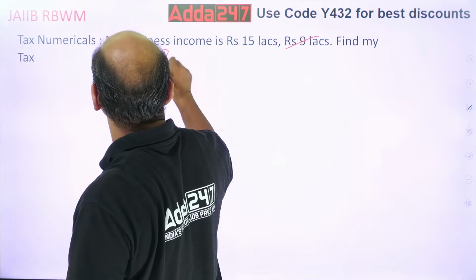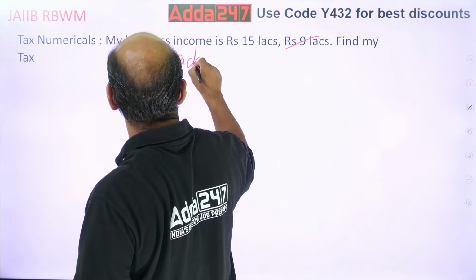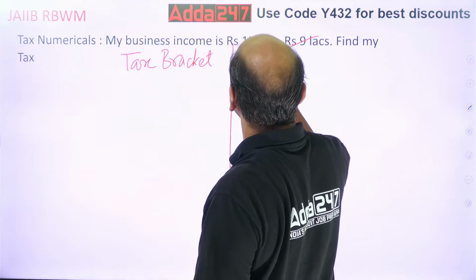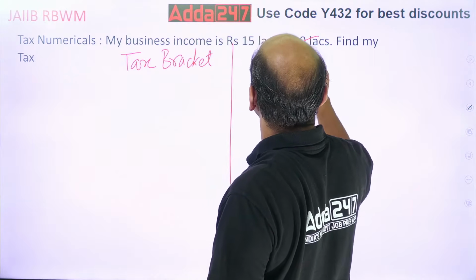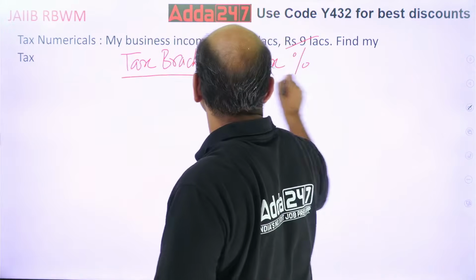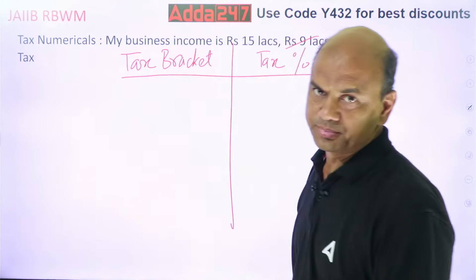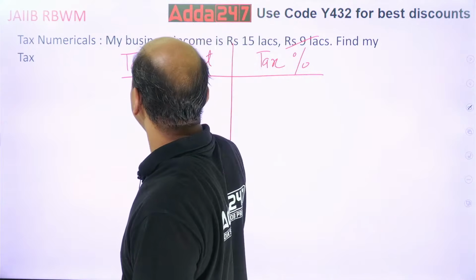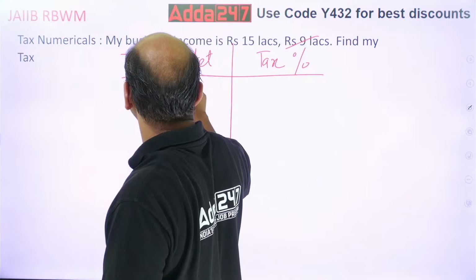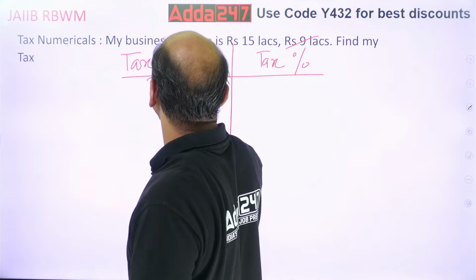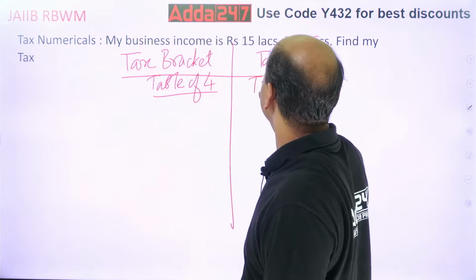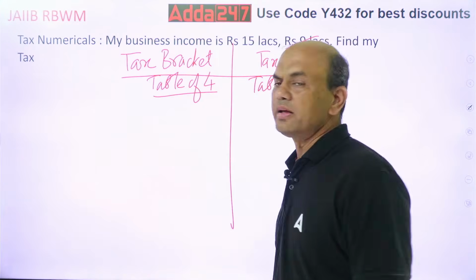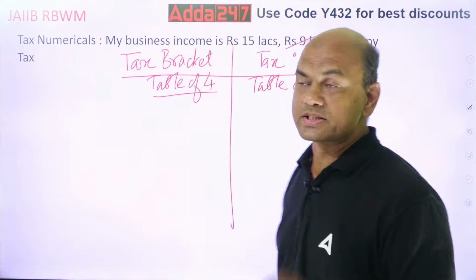Tax bracket. And second is tax percentage. Right? So everyone pay attention. Tax bracket is a table of 4. And this is table of 5. Okay? As per the new tax regime.